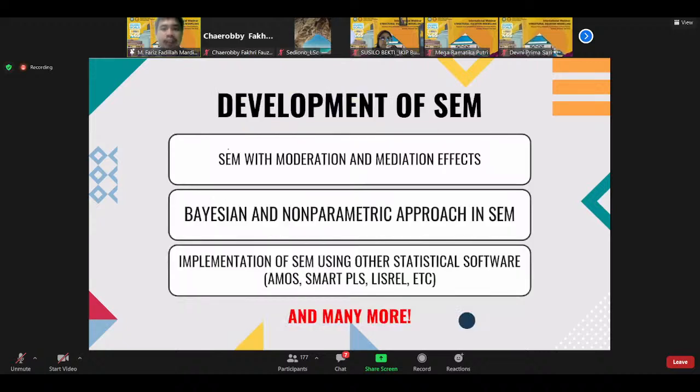The development of SEM can be used for moderation and mediation effects, Bayesian and non-parametric approaches. In SEM, the Bayesian approach has been discussed by Dr. Hashem in his paper, and the implementation of SEM using other statistical software, Amos, has been discussed by Dr. Hashem, and then SmartPLS, LISREL, GeSCA, and so on.